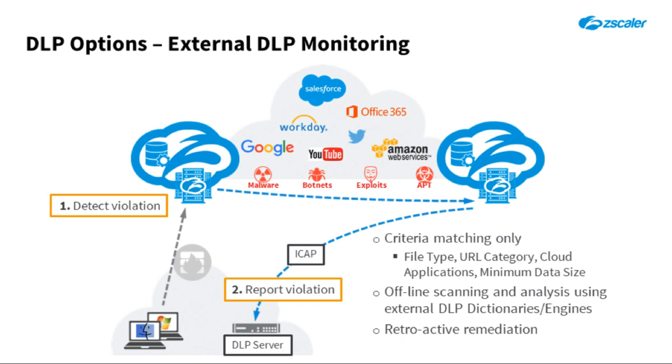form using secure ICAP. As many DLP servers can only read unencrypted information, Zscaler recommends installing an open source application called S-Tunnel. Once S-Tunnel is installed on the DLP server, it can establish an SSL connection to the Zen, which can then send transaction information in encrypted form.